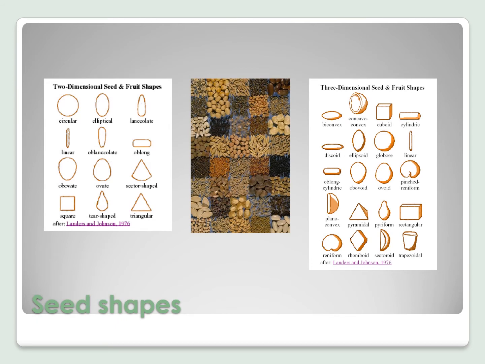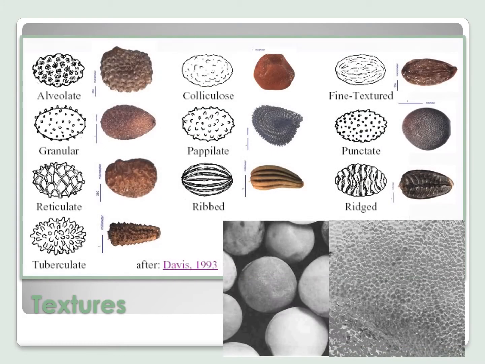Here you see some typical shapes for seeds, described either for their two-dimensional outline or for their three-dimensional shape. Seed surfaces usually have very specific texture, either macroscopically visible, as in most of the examples here, or only visible at higher resolution, for example with SEM photography, as the example in the right corner below.